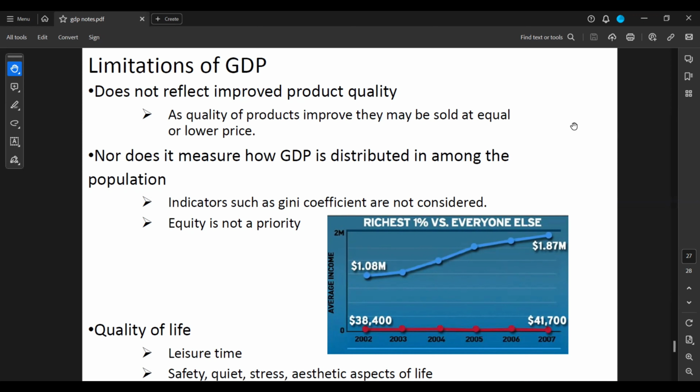And then we have the quality of life, luxury time, or leisure time, safety, quiet, stress, aesthetic aspects of life. These are all not included, guys, in the calculation of GDP. And then we have this diagram right here, showing the richest 1% versus everyone else, average income for the years 2002 to 2007. And we're seeing that the richest 1% have increased their earning potential exponentially more than everyone else, that is.